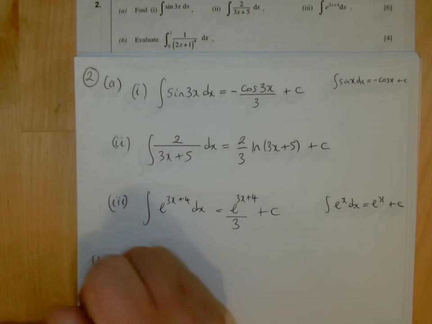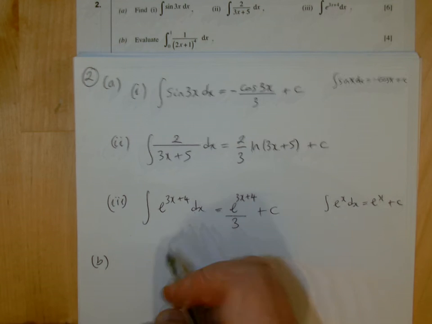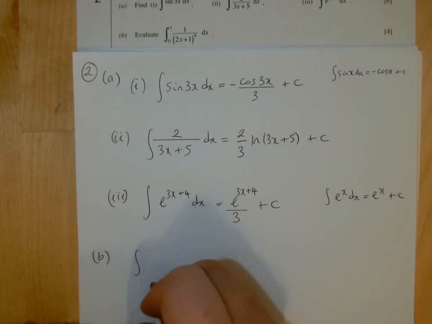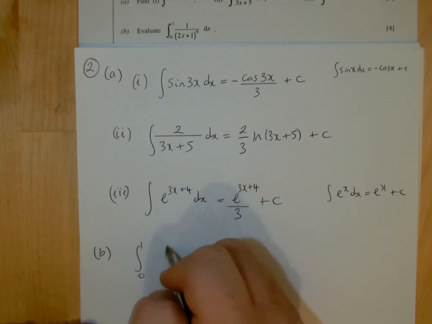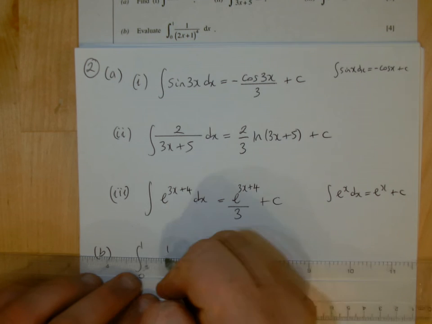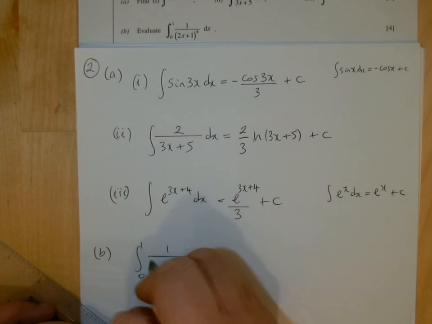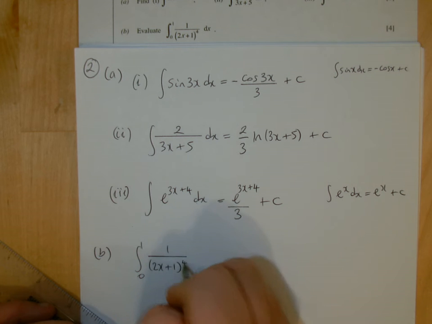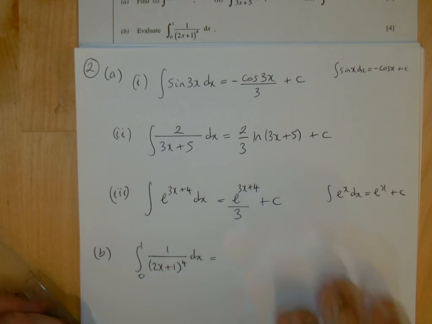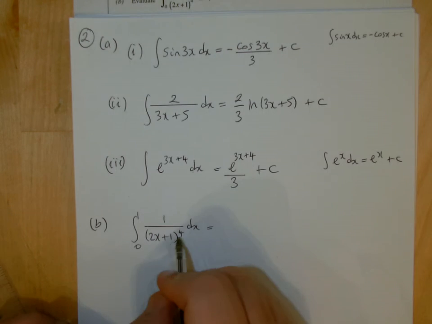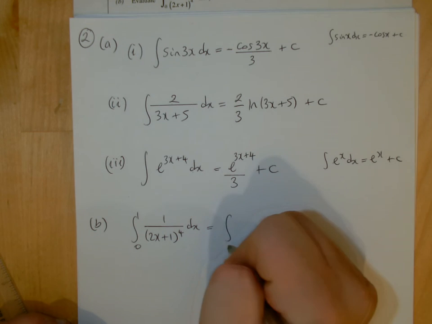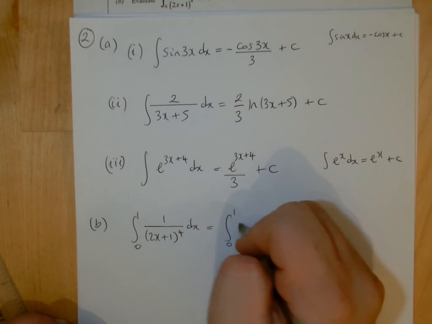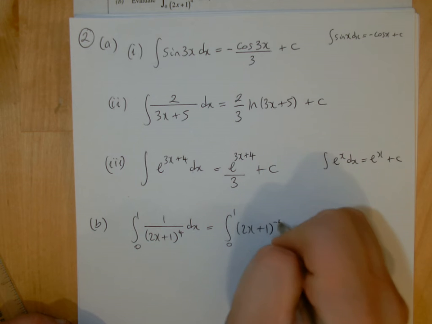B then, notice this time we've got limits, so we're not going to put a plus c in this case, we're actually going to evaluate this, we're going to work it out, we're going to find the value, between 0 and 1. Okay, so you'll notice here we've got a bracket in the denominator. And because it's to the power 4, what we can do here is take it up to the top before we integrate it. Okay, so we get 2x plus 1 to the power minus 4 with respect to x.